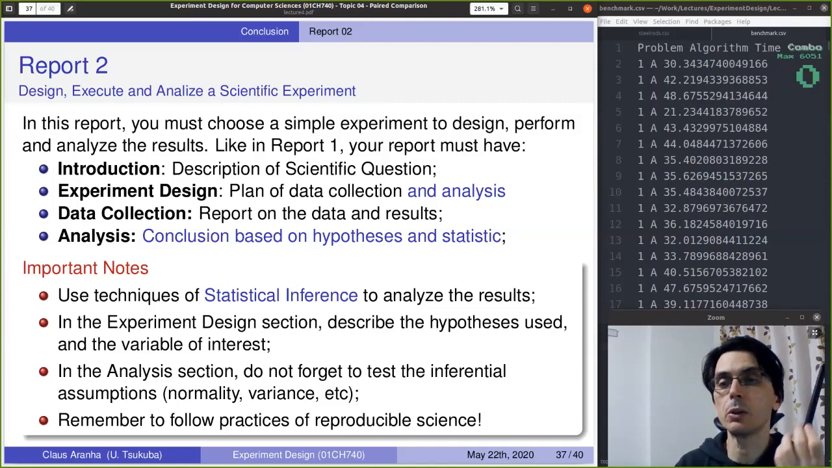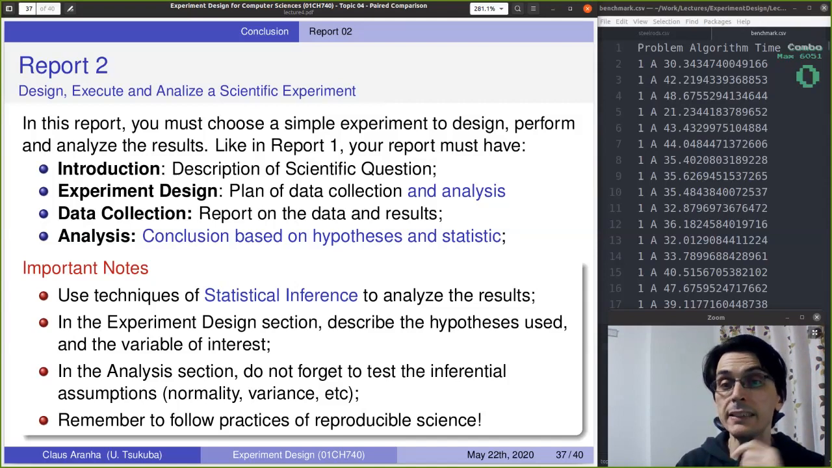Okay? So important, the difference between report number two and report number one is that in report number two, you must use statistical inference to analyze the results. Okay? So in the experiment design, you need to describe the hypothesis used. What is the null hypothesis? What is the alternate hypothesis? What is the variable of interest? What is the statistical model that you are using?